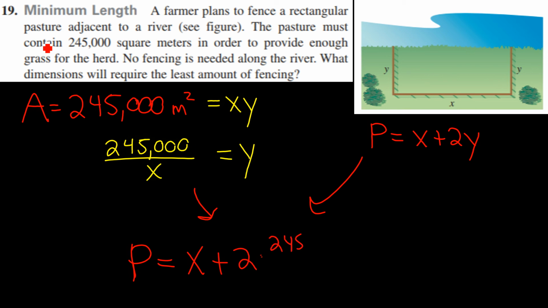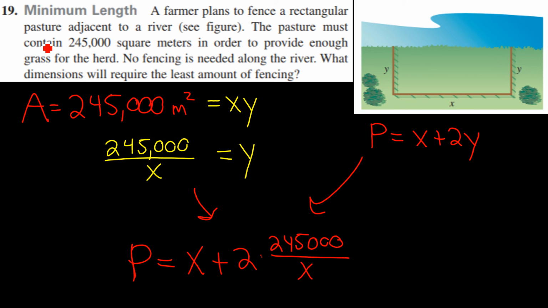Because I know that the area has to be a certain thing, there's a relationship between how the lengths and the widths have to work, right? They have to multiply together to make that 245,000. So there is a relationship they have to each other. So that allows me to replace y with something in terms of x. So what I am going to do is move along real quickly and write this slightly differently.